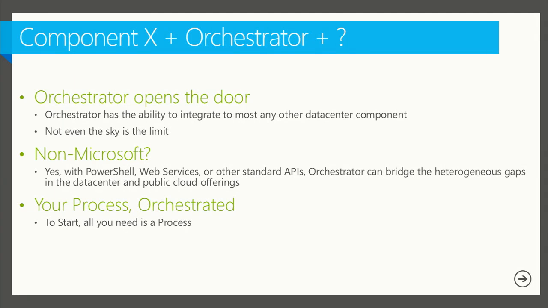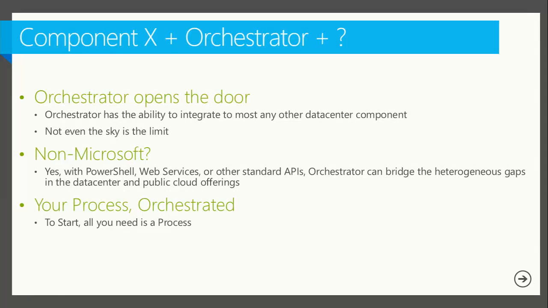And I joke, not even the sky is the limit since we're dealing with clouds. You have an API to the moon? Let's do it. So, non-Microsoft? Yes. VMware has PowerCLI. That's PowerShell. We've leveraged that in the VMMT, or the MAT now. Web services, lots of things have web services now. We can interact with that, or other standard APIs. The point is, Orchestrator can bridge the heterogeneous gaps in the data center and public, private, hosted cloud offerings.